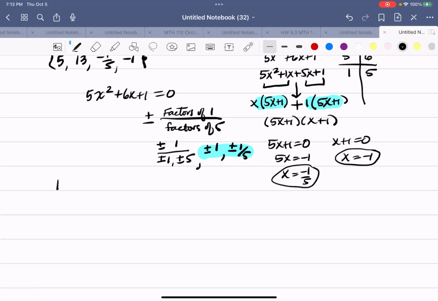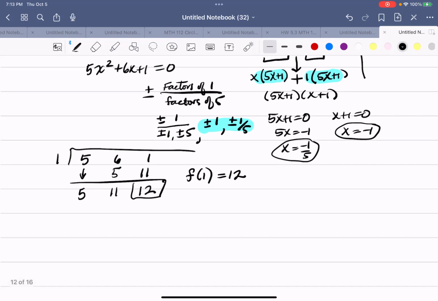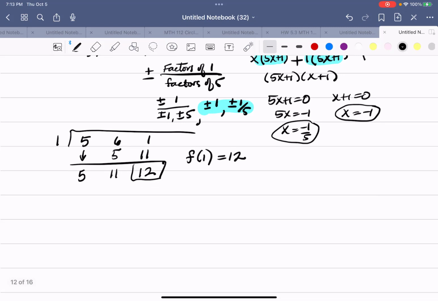So first I'll try the 1. I've got a 5, a 6, and a 1. Drop my 5. 1 times 5 is 5. Add, I get 11. 1 times 11 is 11. Add, I get 12. Not a 0, but we do know this. If we put 1 in the function, we would get a 12. But it's not a 0, so I've got to keep going.